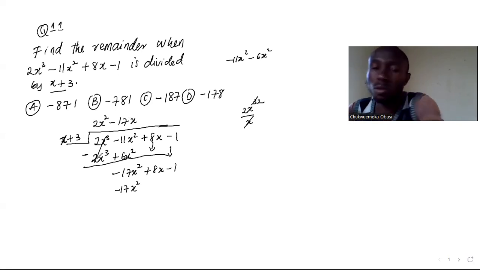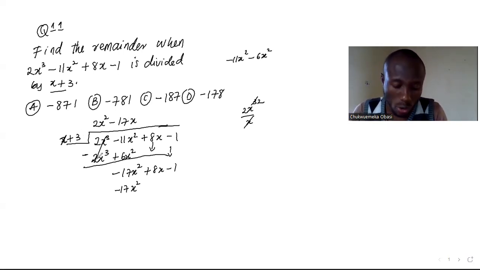Let me bring out my calculator. I believe you have your calculator right there with you, because you're going to be using it to solve some problems real fast. Now I want to do minus 17 times 3. That will give me negative 51, so I have negative 51x here.